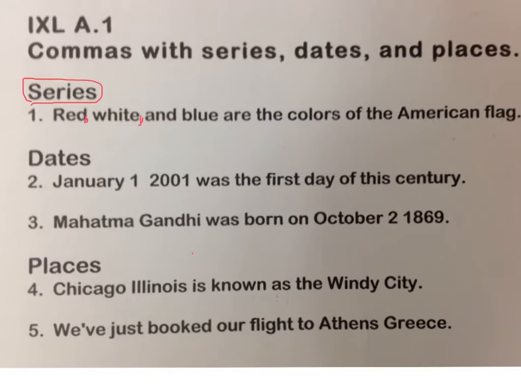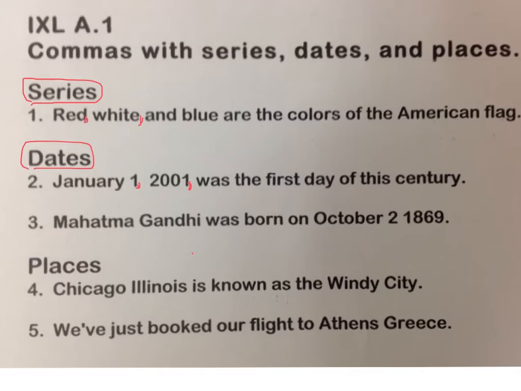Let's go to dates. When you're dealing with dates, you need commas. And you need a comma to separate the day from the year and the year from the rest of the sentence. So in this first one, January 1, 2001 was the first day of this century. So you're going to want to separate 1 from 2001 and 2001 from the rest of the sentence. So it reads, January 1st, 2001 was the first day of this century.